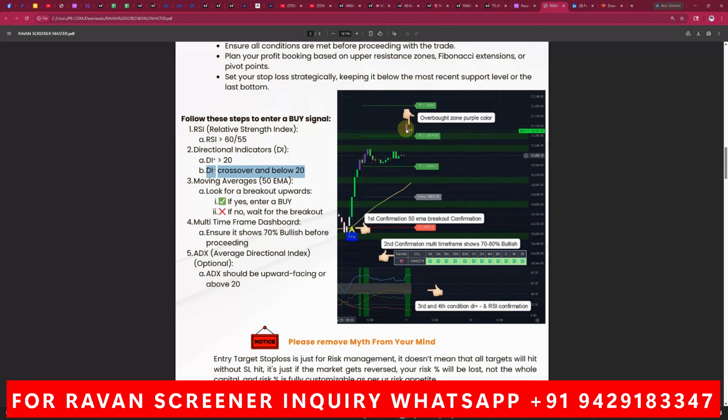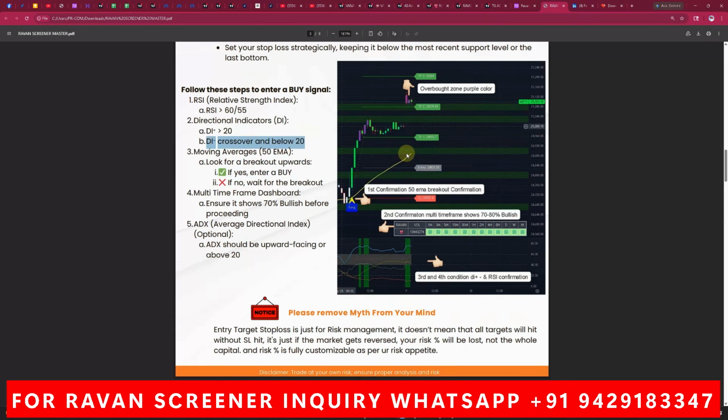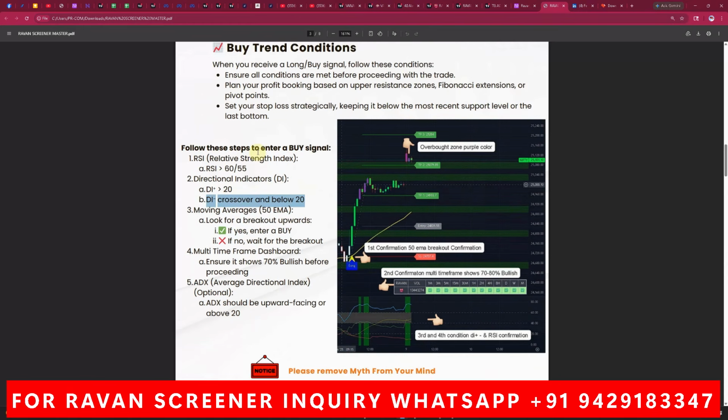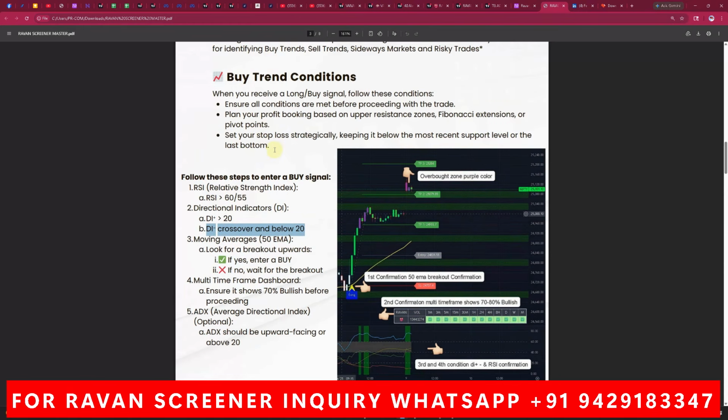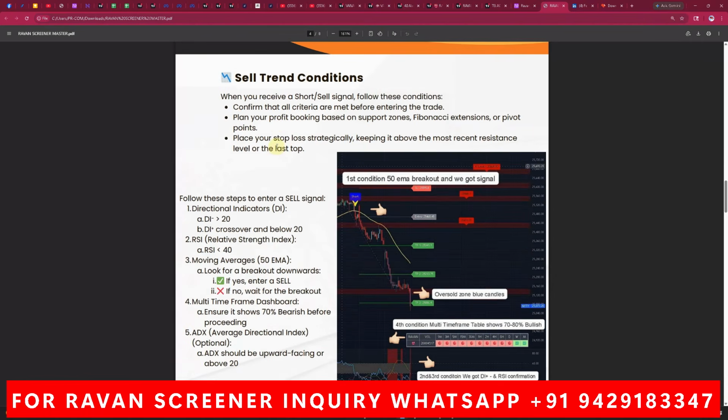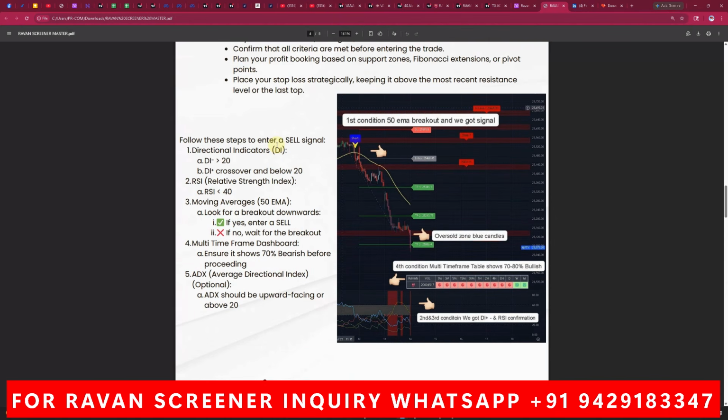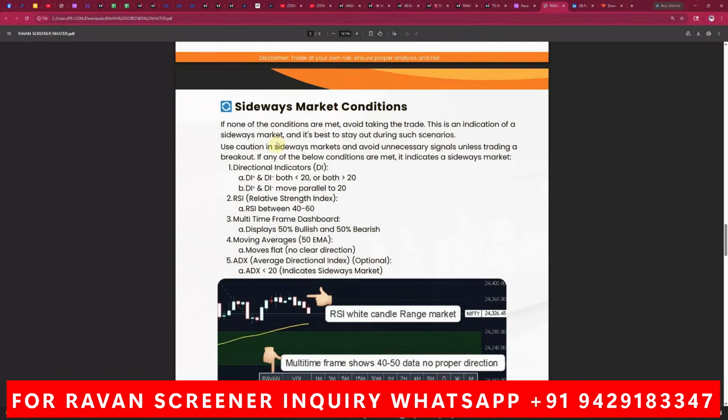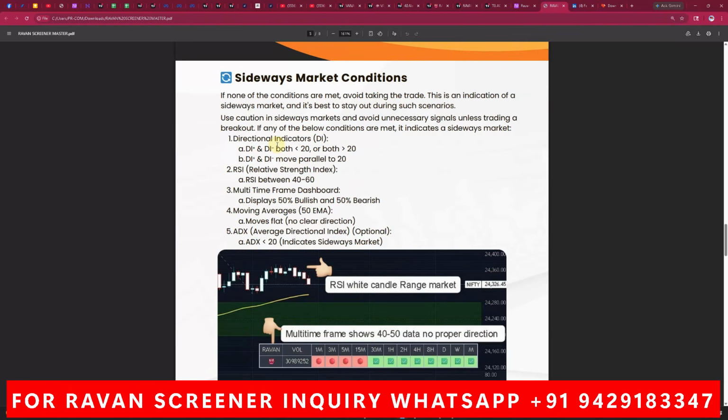If the conditions do not match, you will easily be trapped. So always make sure, please refer to this buy trend. This is for the buy trend conditions. You can see here the sell trend conditions. For sell, this is what you have to follow. And you can see here how you can identify the range-bound market using this type of indicator.